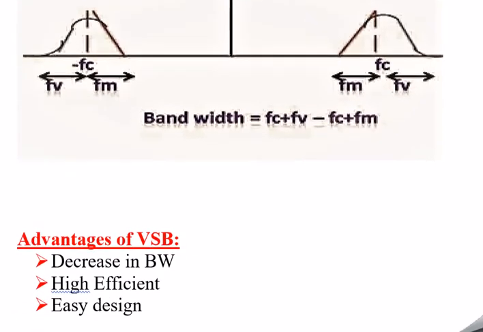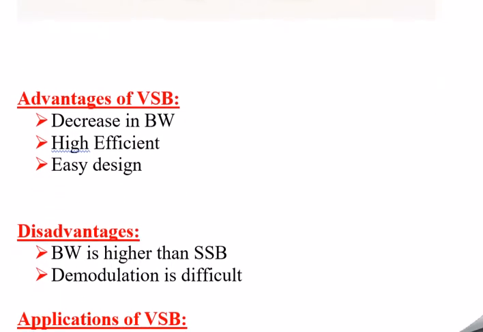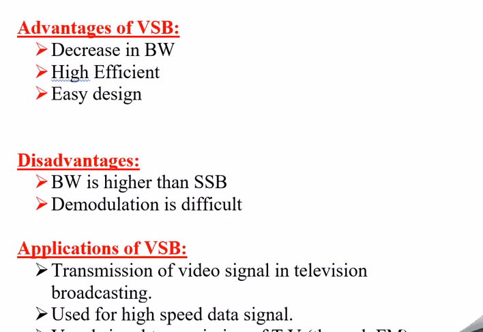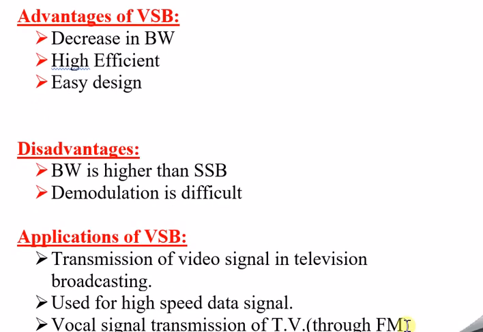Next, we will try to understand a very important and very interesting thing as well. What are the advantages of VSB? What are the disadvantages and applications of VSB? So the advantages of VSB are the following. There is a decrease in bandwidth. Why is there a decrease in bandwidth? Because we are taking only the vestige of another sideband. We are not transmitting two sidebands, as in the case of DSBSC, so definitely bandwidth gets reduced. Hence there is a decrease in bandwidth.